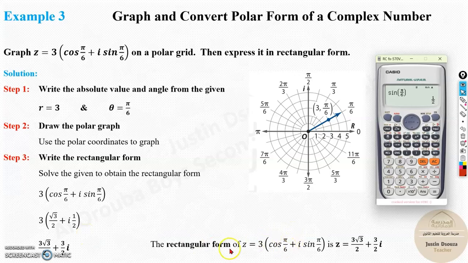The rectangular form of this particular complex number, which is given in polar form, is 3 root 3 by 2 plus 3 by 2 i. These both are equivalent. This is the polar form. This is the complex form.